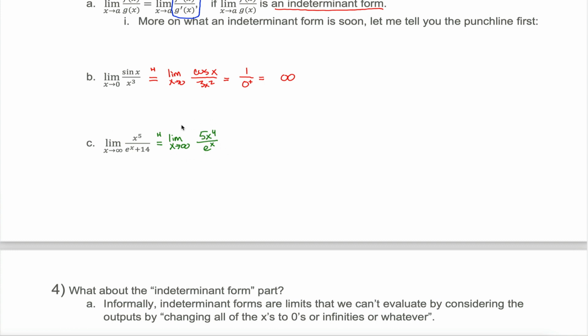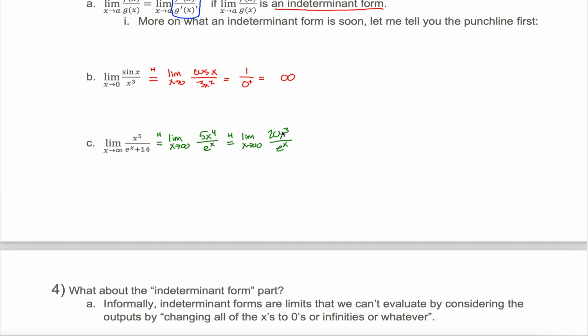And you're like, okay, cool, and now just evaluate this limit. Well, unfortunately, I can't, because this is still an indeterminate form. Because think about what happens as x gets really large. 5x to the 4th power is going to be really large, and e to the x is going to be really large. I still have this infinity over infinity indeterminate form, so I can use L'Hopital's rule again. Because this is an indeterminate form, the limit as x approaches infinity of 5x to the 4th over e to the x is the exact same as the limit as x approaches infinity of 20x cubed, the derivative of 5x to the 4th, divided by e to the x.